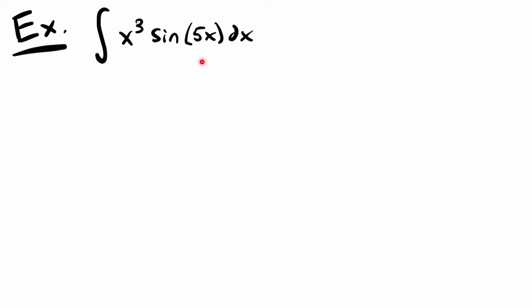And so if we want to integrate this using integration by parts, or more specifically, the tabular method for integration by parts, we want to start by drawing our table. So I'll do that, and we're going to have two columns. We'll have the D column and the I column.